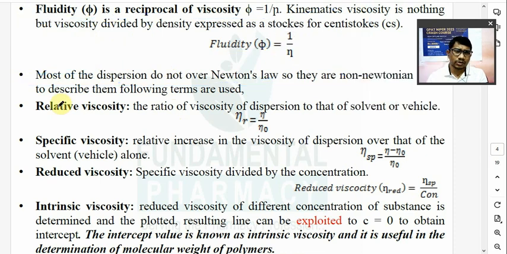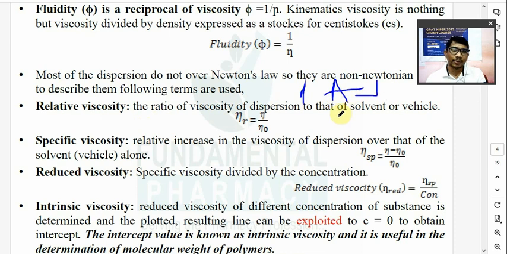Some liquids or fluids do not obey Newton's law. They are known as non-Newtonian liquids. Means if you apply the stress, the shearing rate will not increase proportionally. That is non-Newtonian. So for describing the non-Newtonian liquid, the term apparent viscosity is used.